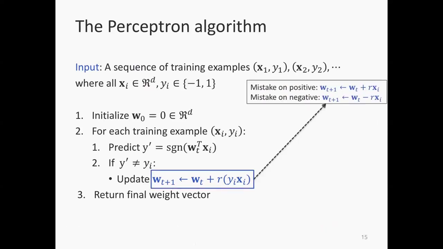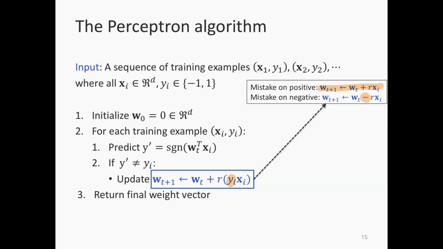Okay, now let's look at the update rule. The most interesting part of the algorithm is inside the box there. The label y can either be +1 or -1. So +1 means the true label yi is positive, so it's a positive example. When there's a mistake on a positive example, the update rule becomes wt+1 is wt plus r times x. When there's a mistake on a negative example, it becomes wt+1 is wt minus r times x.